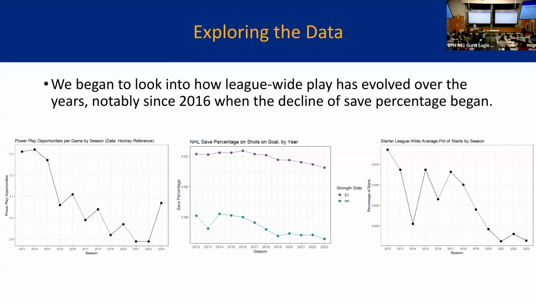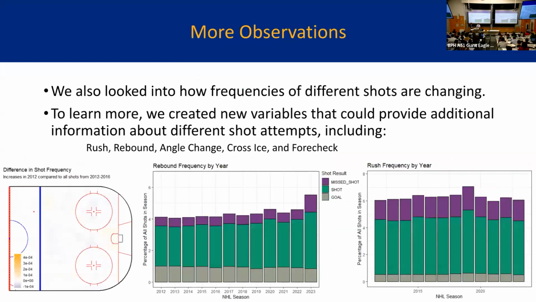And then the graph on the far right is taking a look at starter versus backup start percentage by season. And like Luke said, with load management, we do observe a decline in the amount of games that starters are playing as opposed to backups. But we determined that with this difference in start percentage, we would only expect the save percentage to drop by about 7% of the actual observed decline. So while this might be a contributing factor, we wanted to explore other ideas.